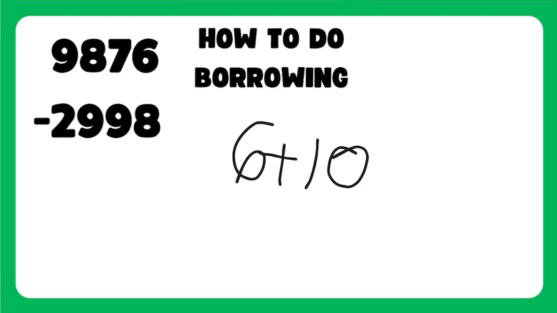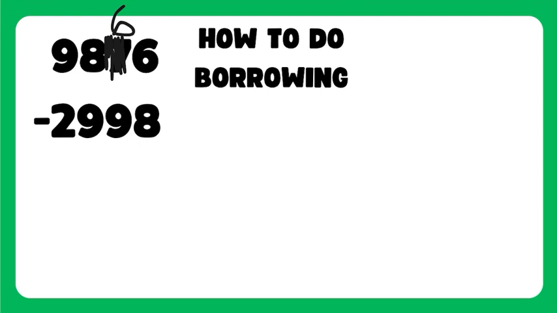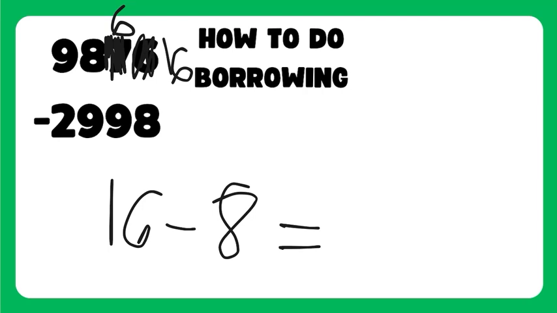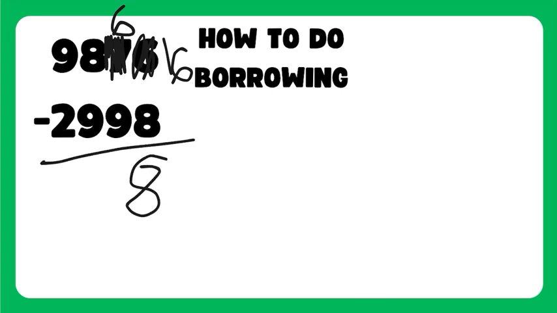So 6 plus 10, this is going to give us 16. And now because it had to share some of its power, the 7 has now become a little bit weaker. So you will subtract 1 from it. 7 minus 1, this gives us 6. So we are going to be replacing the 7 with a 6. Now over here we got 16 with 6 plus 10, so we will be replacing this with a 16. Now we will do 16 minus 8, which you should know is equal to 8. So we will now be writing over here 8. So now that's the first digit done.